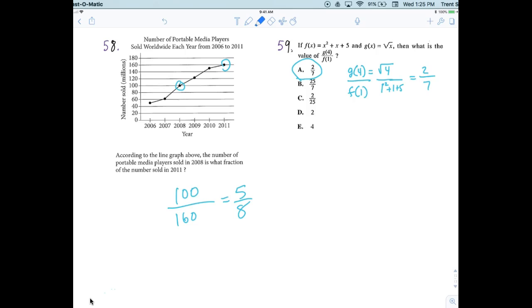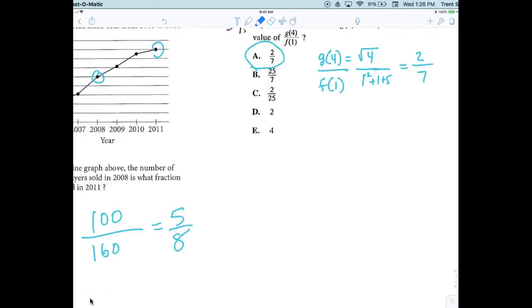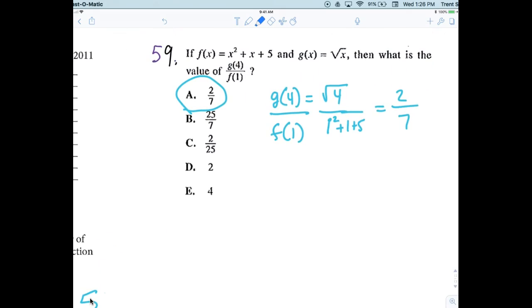Now look at 59, please. Everybody take a look at 59. G of 4, plug 4 in. The square root of 4 is what? 2. Divided by f of 1. Plug 1 in. 7. The answer, 2/7. Again, I don't see what's hard about that. All right? Any issues with that? Any issues? I'm not sure on what. Are you having trouble with the square root of 4?